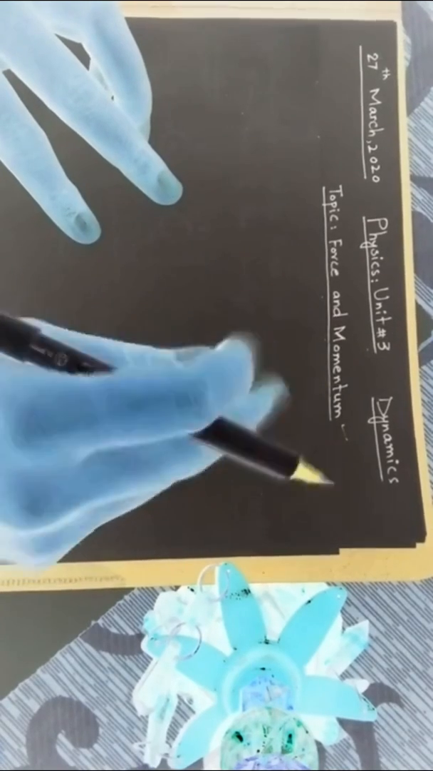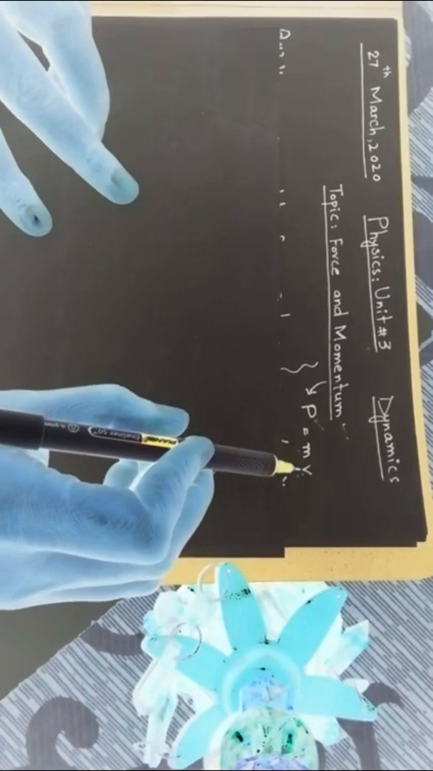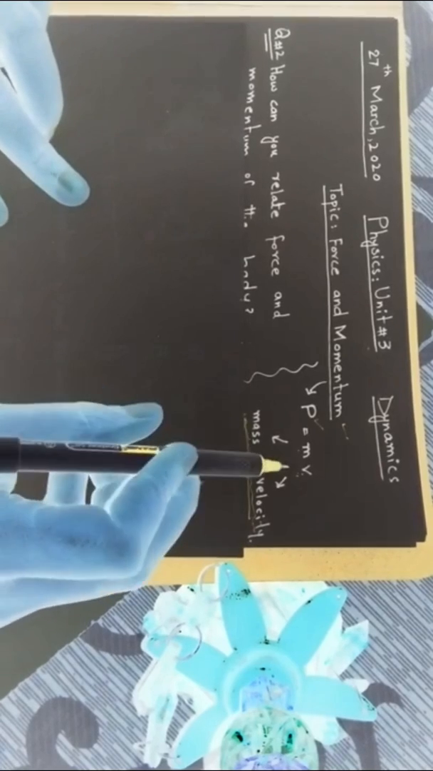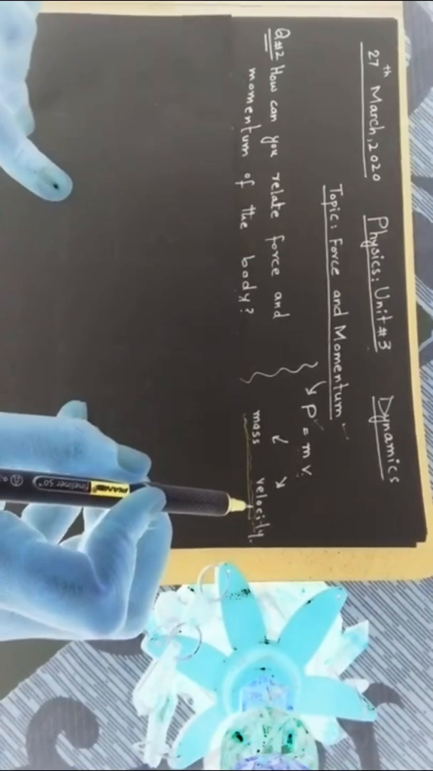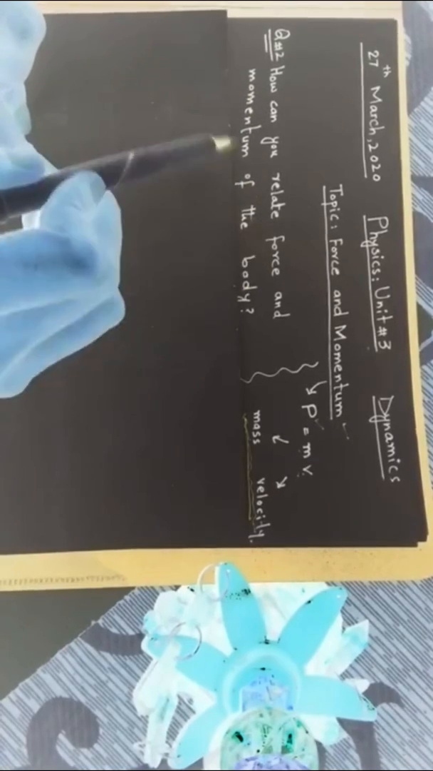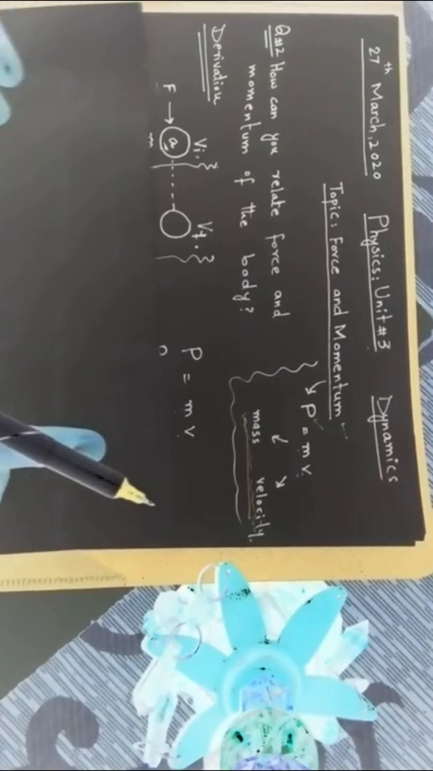Similarly, the term momentum can be defined as the product of mass and velocity. Momentum equals mass times velocity, where m represents mass and v represents velocity. And our question is, how can you relate force and momentum of the body? So let's start its derivation.